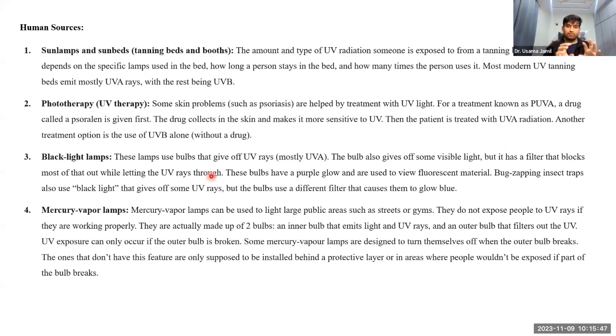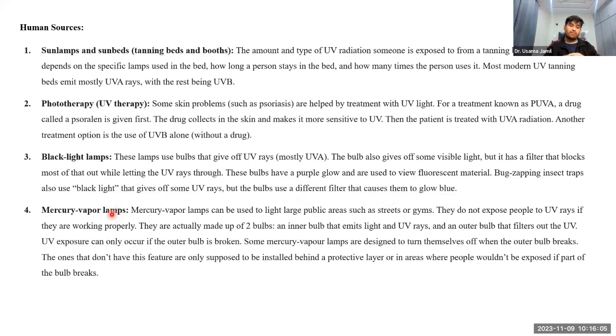So it is also an important artificial source. These bulbs have a purple glow and use fluorescent material. Bug zapping insect traps also use black light that gives off some UV rays, but the bulbs use a different filter that causes them to glow blue.